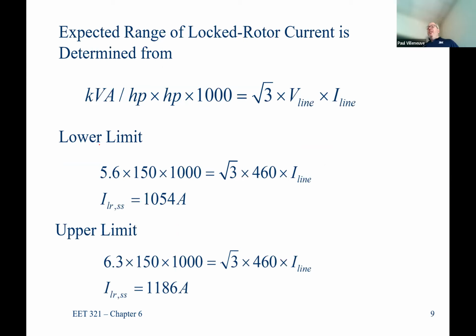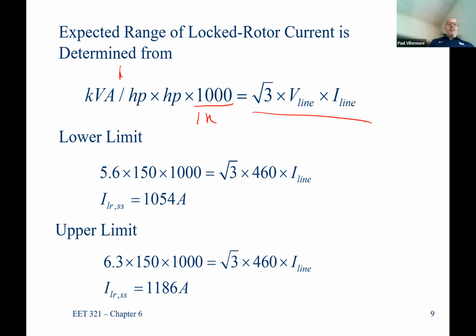Now we're going to go ahead and calculate what that line current needs to be. So here's our kVA code. kVA per horsepower multiplied by horsepower. We multiply that by 1,000 to go from kVA to VA essentially. So this is just a conversion. If you don't like, you can do it this way: 1,000 divided by 1K, so it just cancels out the K. And this is our value that's equal to square root of 3, V line, I line. That's just magnitude only. That's all I care about.